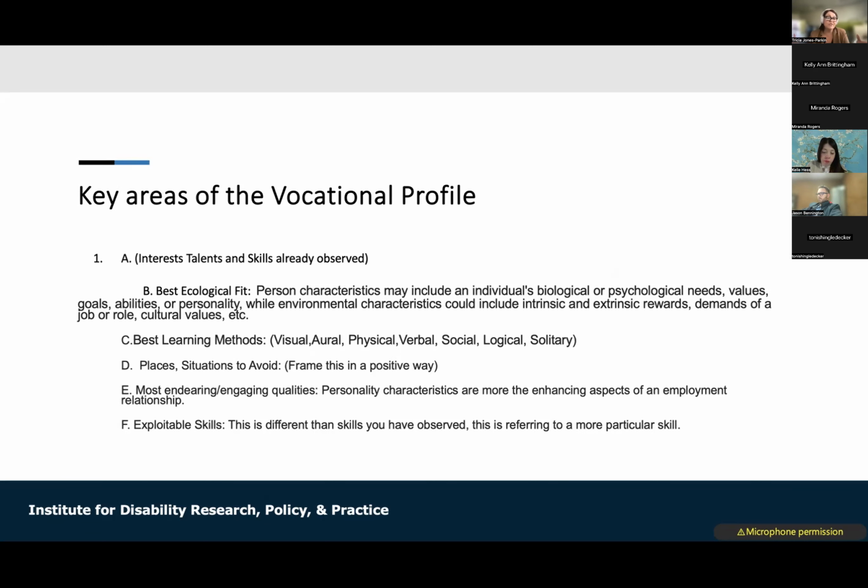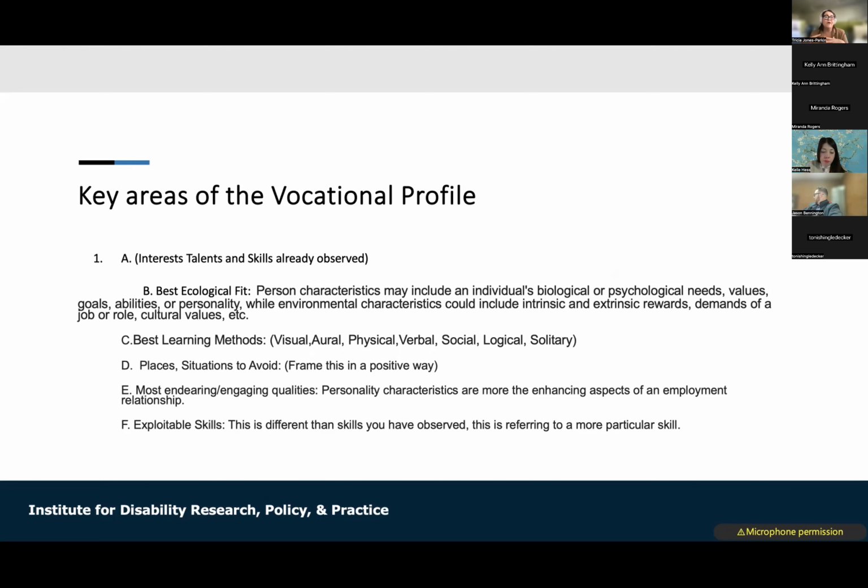Somebody might want to watch something first, but then they also may want to read through instructions, or they want to physically be taught how to do something, and then have a checklist. So whatever that might look like, you want to be including what their best learning methods are. You know, things to avoid.